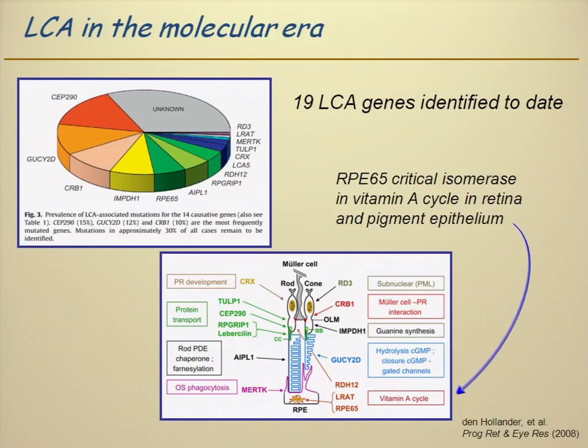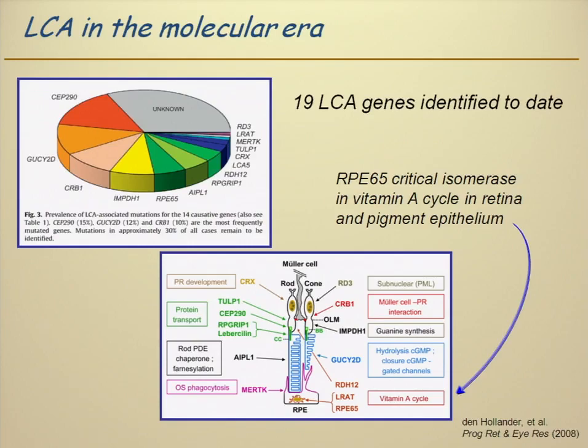19 genes and counting. Genes are functioning at the level of the rod and the cone photoreceptors and the supporting tissue called the retinal pigment epithelium. And these 19 genes, in fact, are playing right here. And the one that I'm going to focus on, RPE65, is involved in the vitamin A cycle. Eat your carrots. Grandma was right.